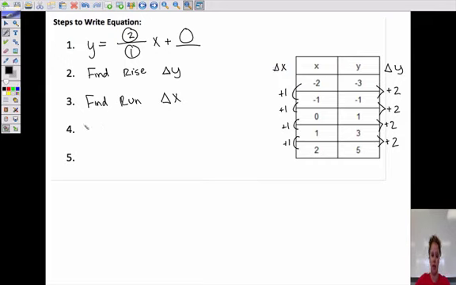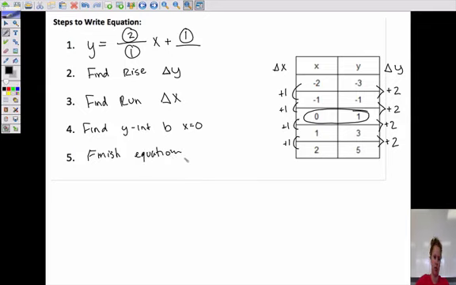Step number 4 is to find the y-intercept, or to find b. And that's where x equals 0. Sometimes it's going to be really easy, where x equals 0, y equals 1, so that's really easy. But sometimes we'll have to find it. We'll have to do a little bit more work, and we'll talk about that in some examples. And then the last step is just to finish the equation. And so our equation is y equals 2 over 1 x plus 1.